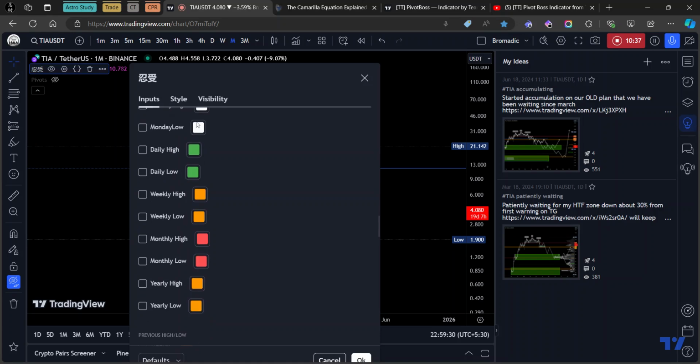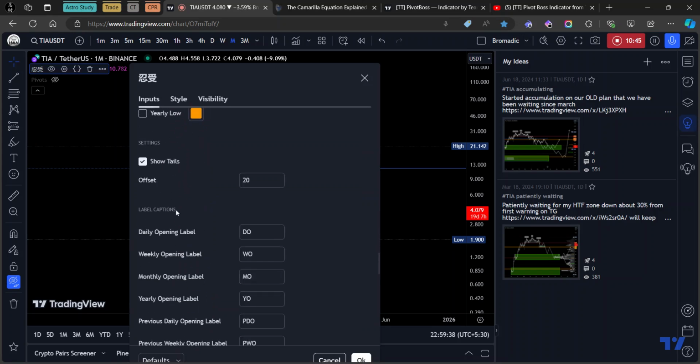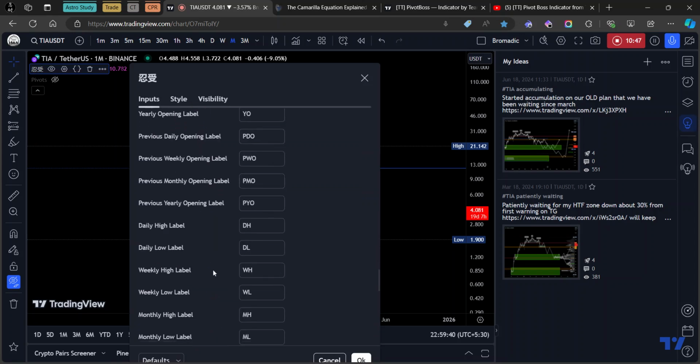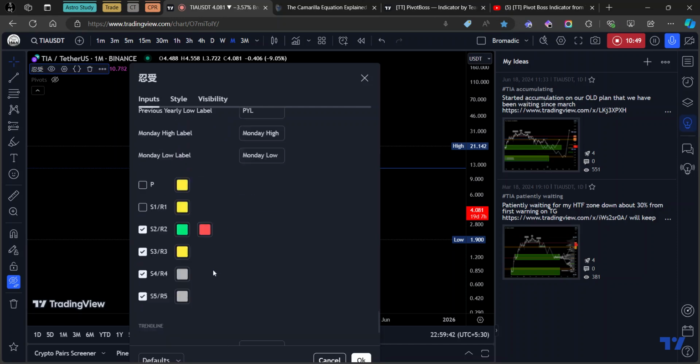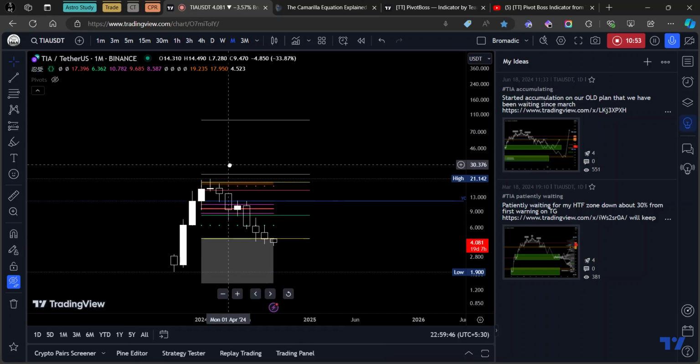So this is, I believe, Spaceman's BTC levels or liquidity levels. There are other things that I have added myself as well.